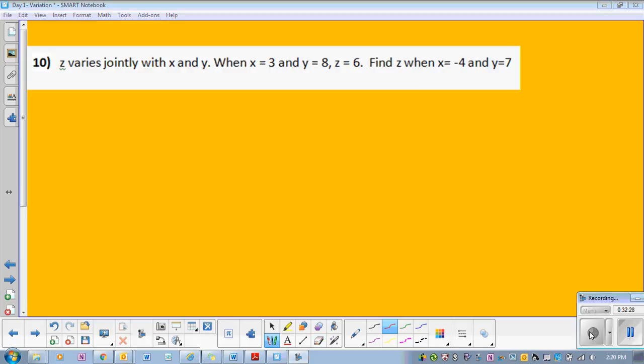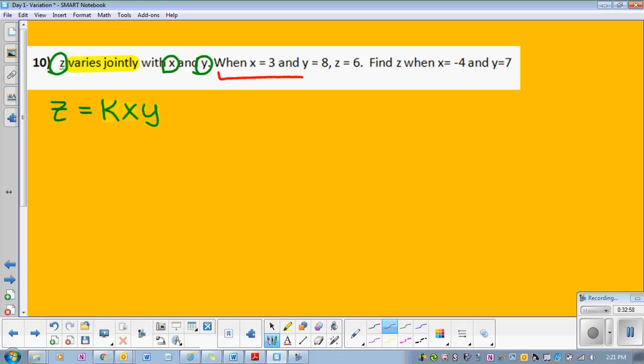All right, so let's look at joint variation. We're going to do the same thing because it's the same process. What varies jointly? Z with x and y. So Z varies jointly with x and y. Now, when x equals 3, y equals 8, and z equals 6. This is how you find the k.